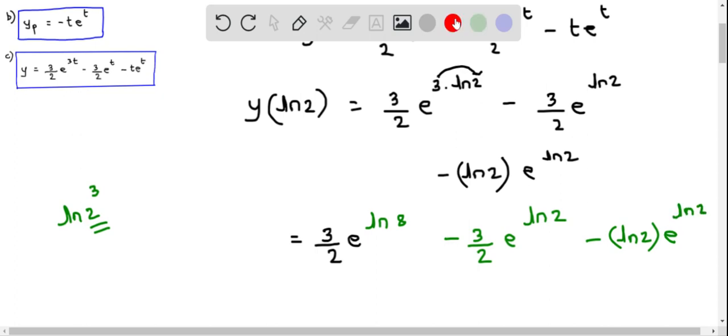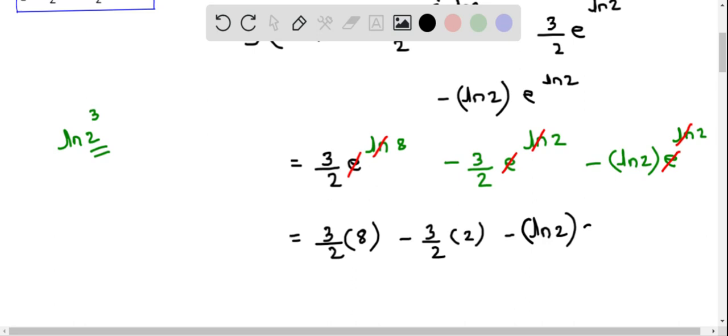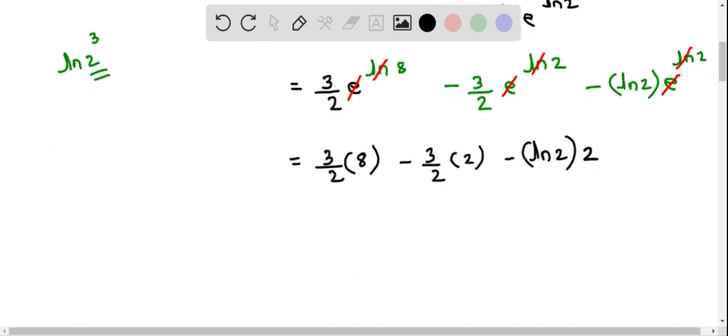Now we know that e and natural logarithm are inverse to each other, so they cancel out, and here also they cancel out, and here also they cancel out, and this is going to leave us 3 by 2 times 8, minus 3 by 2 times 2, minus natural logarithm of 2 times 2. So this equals, we can factor out the 3 by 2. That is 3 by 2 times 8 minus 2. We will have 8 minus 2 here.